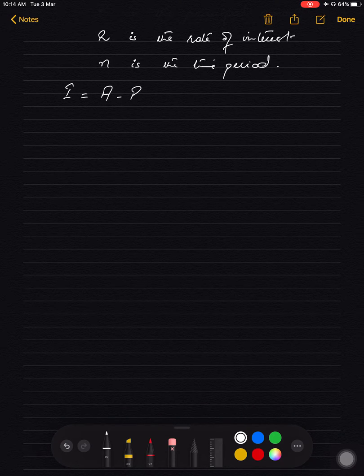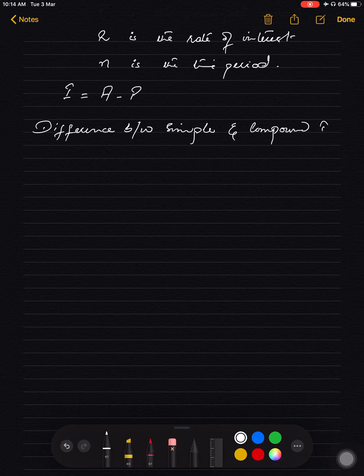Now have a look at the difference between simple and compound interest. I am giving an example. Suppose that someone deposits $1,000 in a bank for 3 years. So the time period is 3 years. Doesn't matter whether we write T or N. In simple interest, we write T for the time period. In compound, we write N.